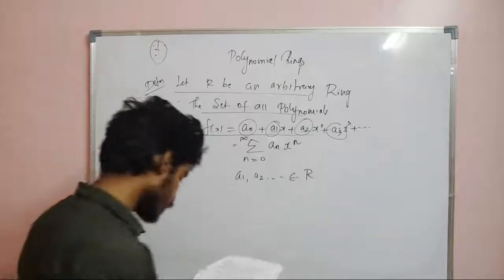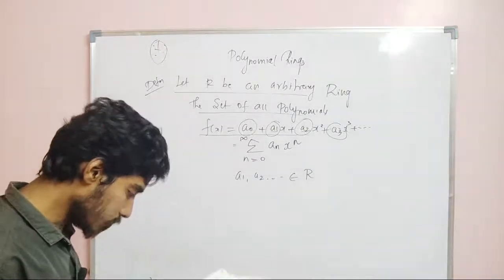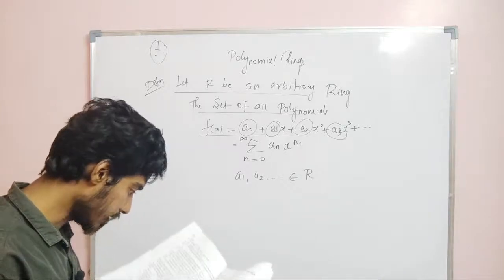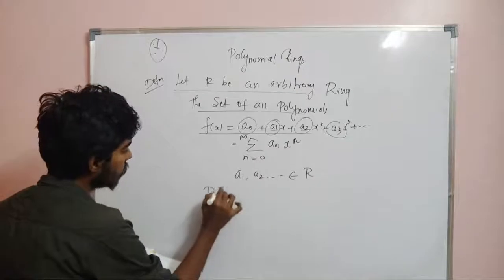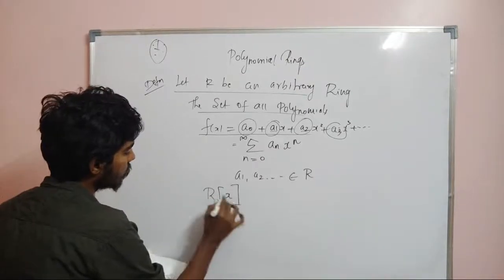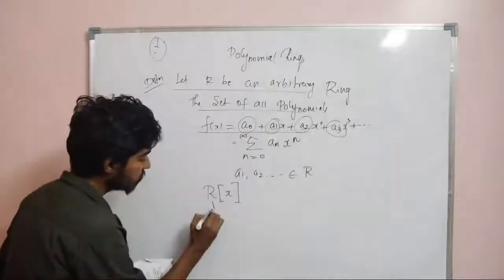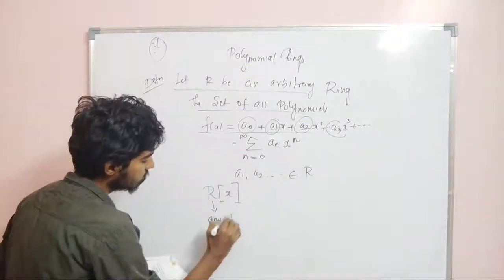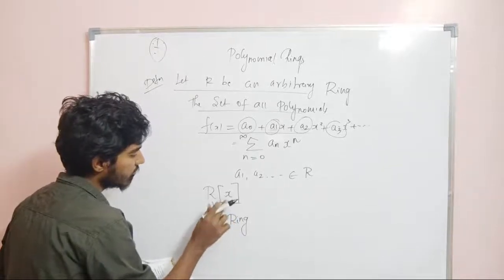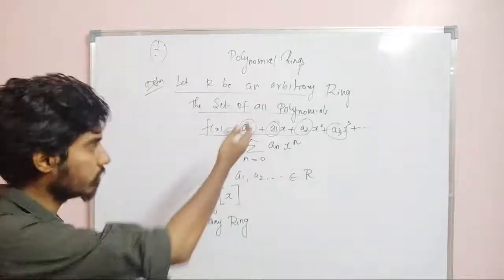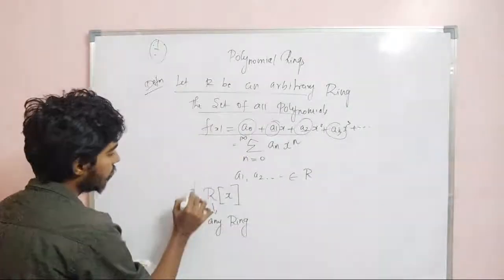Now the set of all polynomials over a ring will be a ring. We will prove that this forms a ring. This is denoted by R of x. So R of x means the polynomial ring over R, where R is any ring, and x is the indeterminate. X is the indeterminate. This is the notation for a polynomial ring.